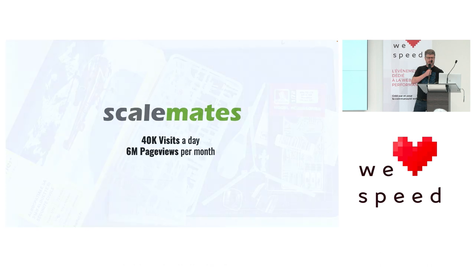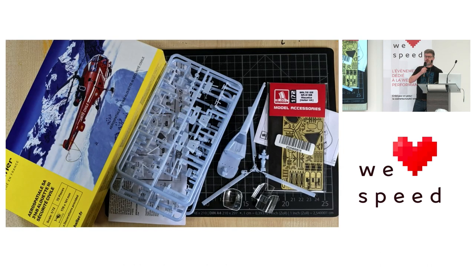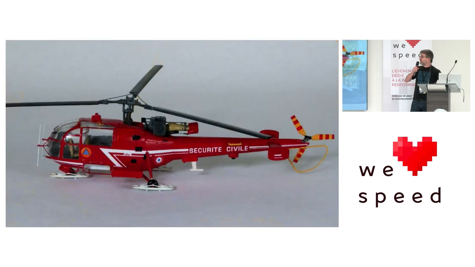And if you don't know what scale modeling is, there is a brand called Heller, which is a French brand. We basically start with plastic kits like these, we glue them together, we paint them, we spend weeks and weeks, and in my case, even years detailing them, and then you get a completely nice model.